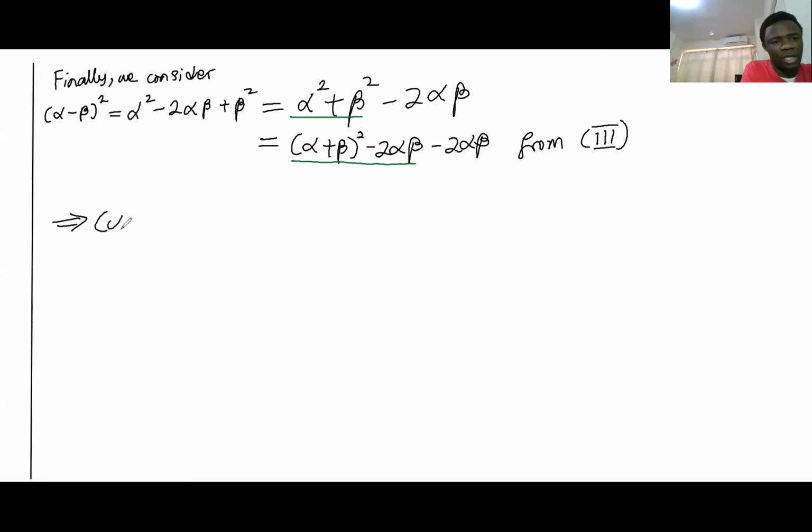Which implies that now everybody, alpha minus beta all squared equals what? Come on. Alpha square minus. Where does that come from again? Alpha plus beta also. Yes, Justin said alpha plus beta. I need someone else to pick that up. And everybody. Bracket square minus 4 alpha beta.